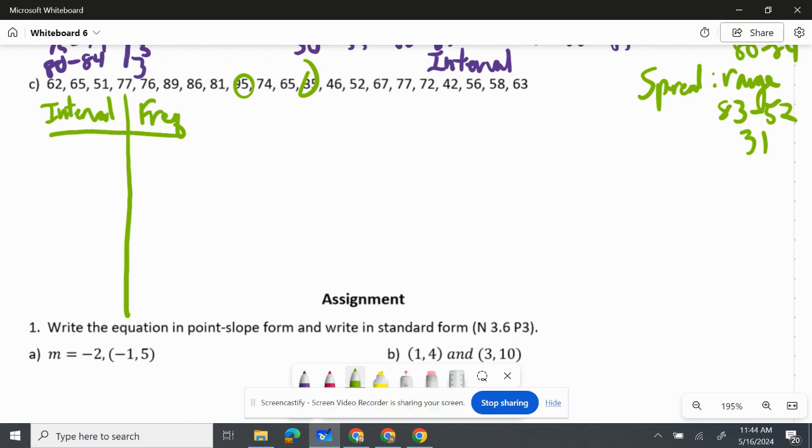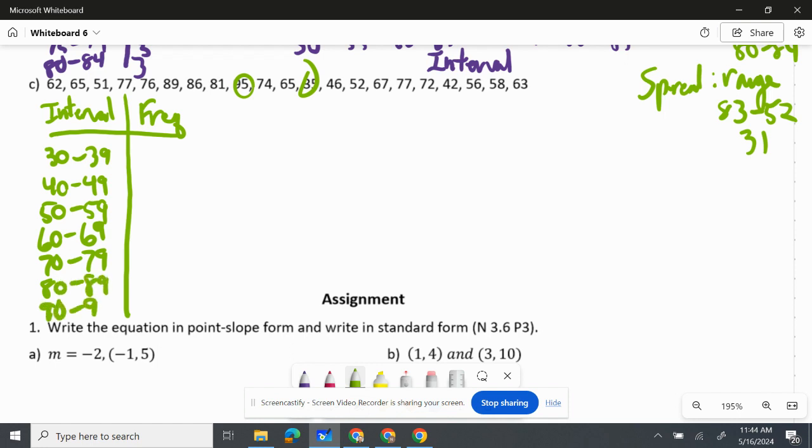So I'm going to go 30 to 39, 40 to 49, 50 to 59, 60 to 69, 70 to 79, 80 to 89, 90 to 99. I'm going to look at the frequencies. So how many are in the 30s? It's just the one. How many are in the 40s? I have 1, 2. How many in the 50s? 1, 2, 3, 4.